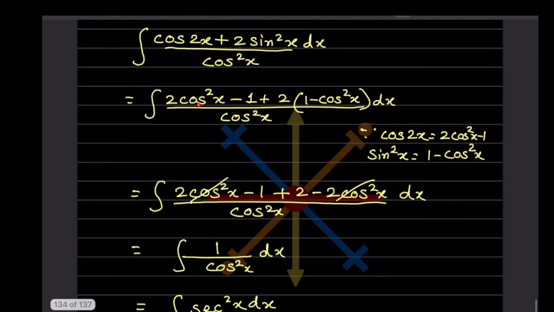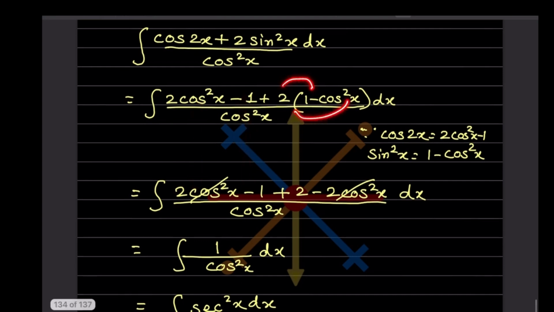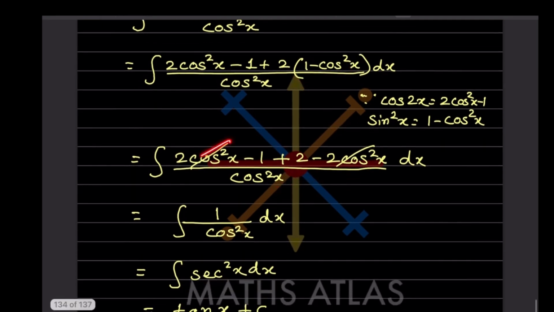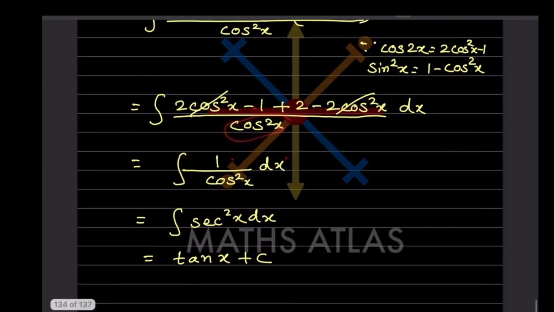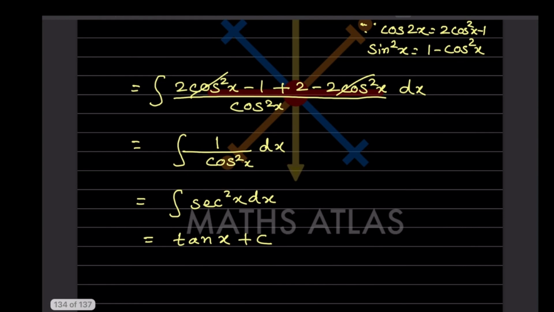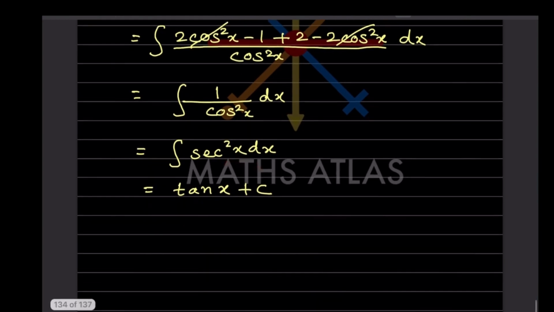Now you will write this as it is, and expand this one, so that will be 2 minus 2 cos square x dx, and the denominator as it is. Now we can cancel out this plus and minus, because this is plus 2 cos square x and this is minus 2 cos square x, so that is cancelled. So minus 1 plus 2 is going to be 1, and the denominator is the same. Now you know 1 by cos square x will be sec square x, and the integration of sec square x is tan x plus c, so this is the final answer.